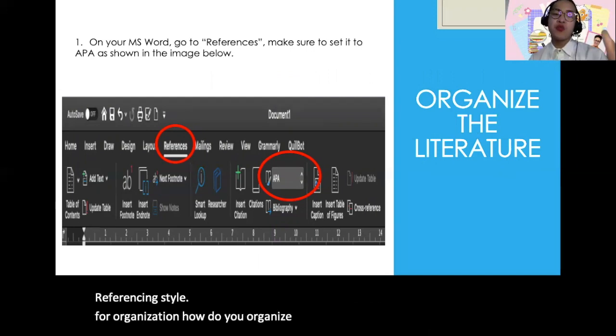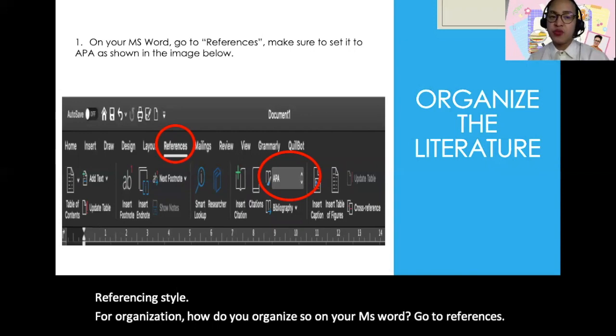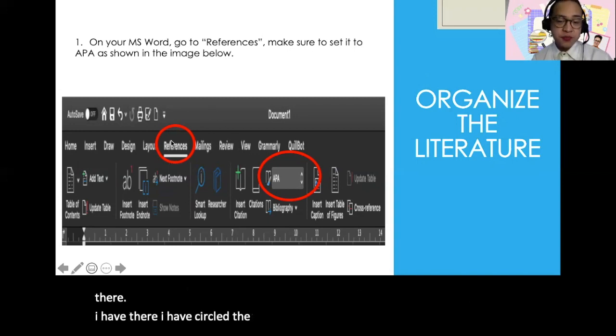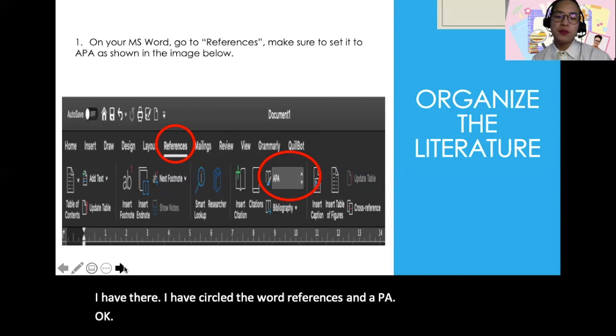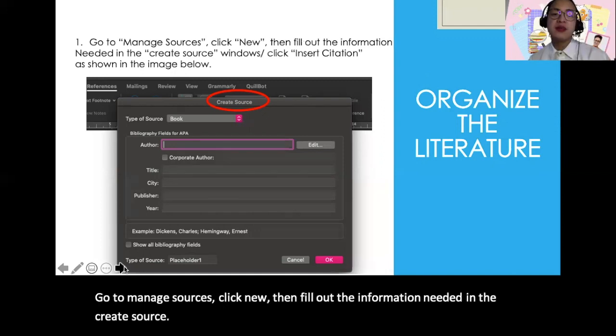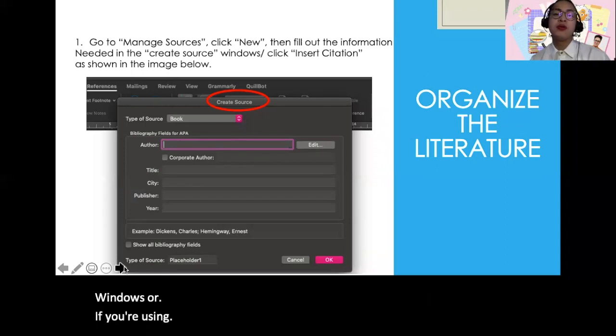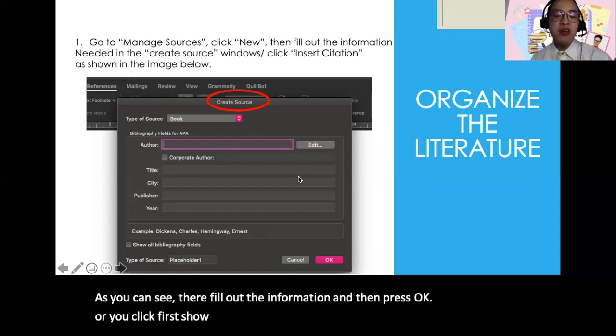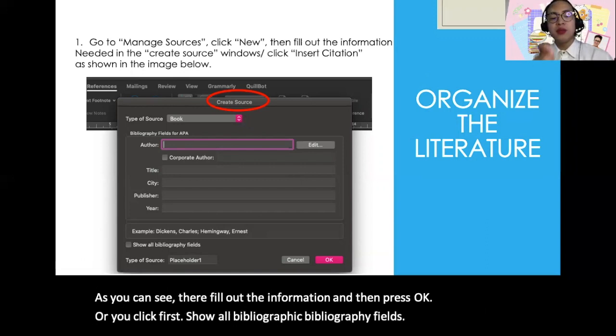How do you organize? On your MS Word, go to references. Make sure to set it to APA as shown in the image below. As you can see there, I have circled the word references and APA. Go to Manage Sources, click New, then fill out the information needed in the Create Source window. Or if you're using MacBook, click Insert Citation as shown in the image below. As you can see there, fill out the information and then press OK. Or you click first Show all bibliography fields, and then press OK.